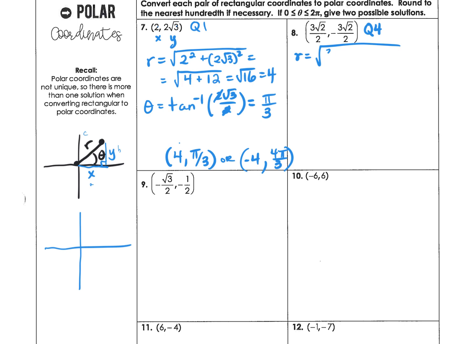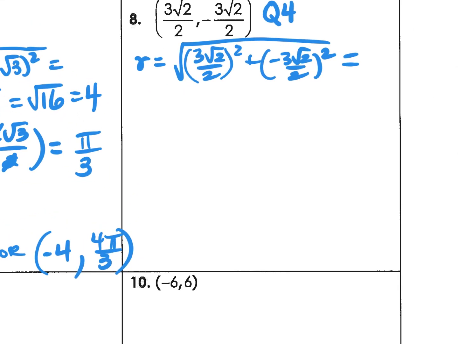So r is equal to the square root of 3 root 2 over 2 squared plus negative 3 root 2 over 2 squared. So that would be 9 times 2, which is 18, divided by 4. So this would be the square root of 18 over 4 plus the same thing squared, so 18 over 4. So this is the square root of 36 over 4, which is root 9, which is 3. Or 6 over 2, which would still be 3. However your brain works, you'll get the same answer.